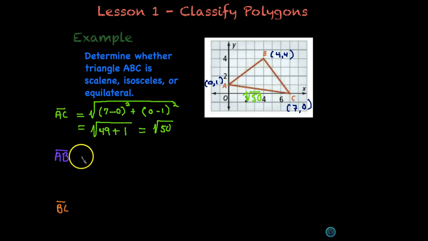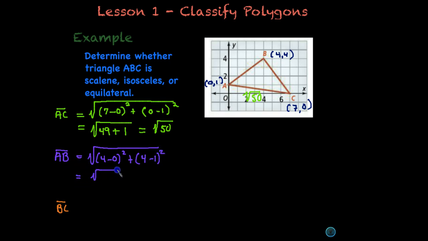Now let's look at side AB. So we're going to take the square root of the difference in my x-coordinates, and I have a 4 and a 0, so I'm going to take 4 minus 0 and square it, plus the difference of my y-coordinates, which is a 4 and a 1, so I'm going to take 4 minus 1 and square that.